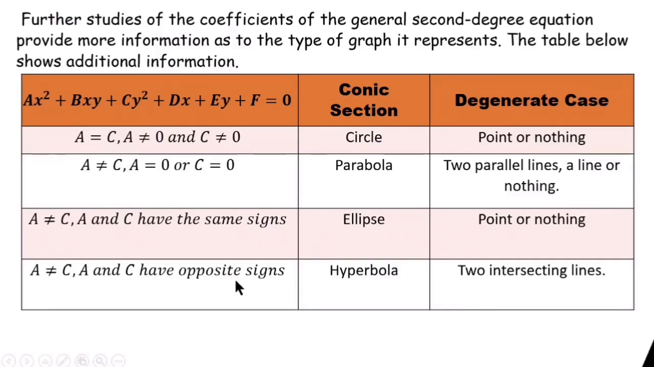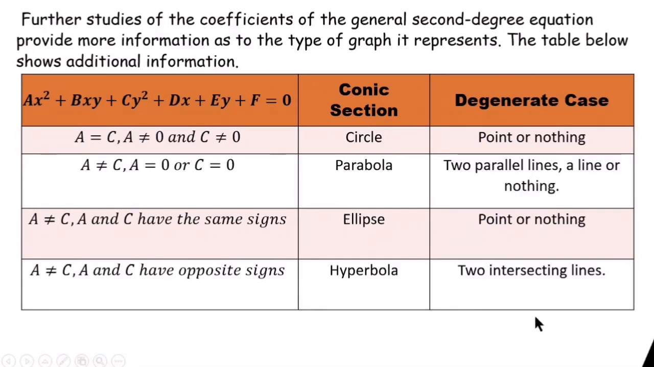What this means is that the equation may look like the graph of a circle, for example, but it's actually just a point or nothing, meaning the equation does not exist. Or the equation may represent a hyperbola, but when we solve for it, the conic is two intersecting lines, which is the degenerate case of hyperbola. The same for parabola and ellipse. The conic could be one of its degenerate cases.